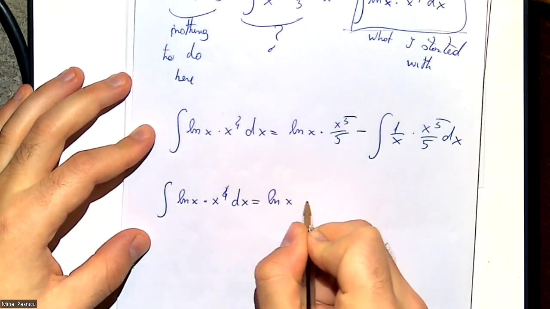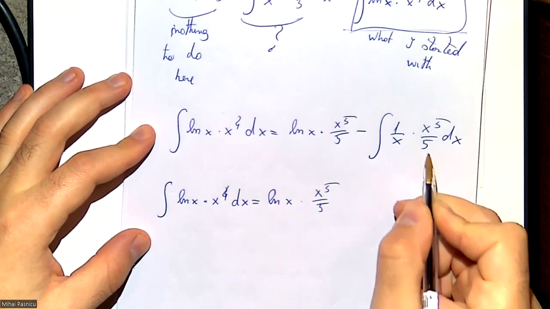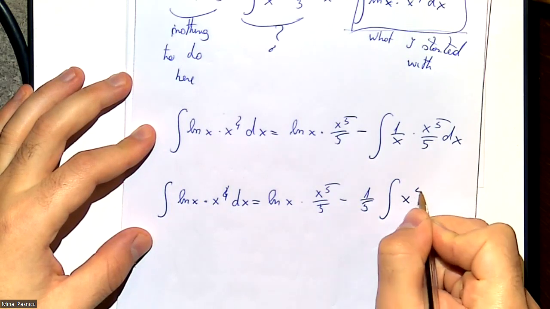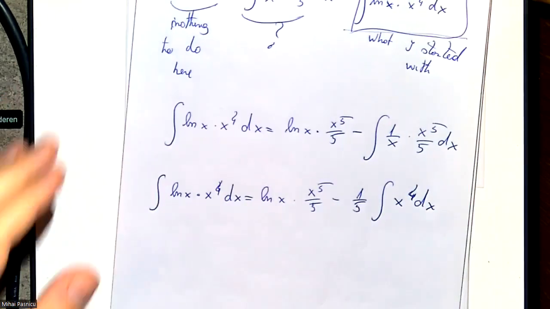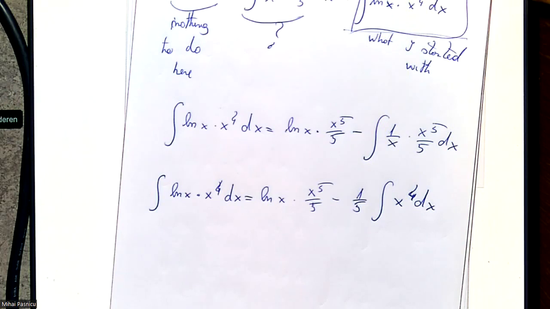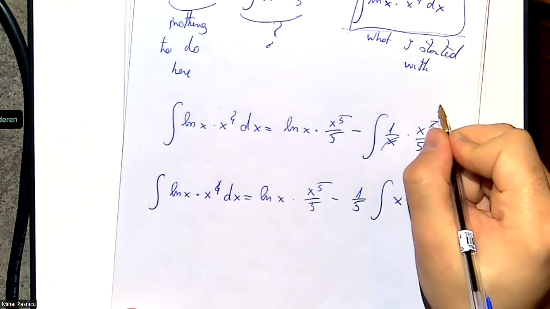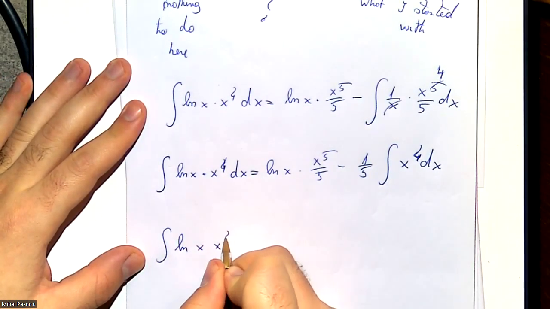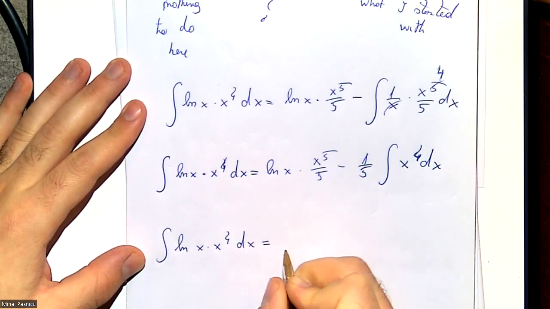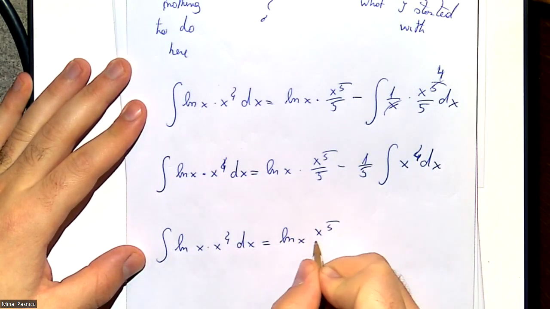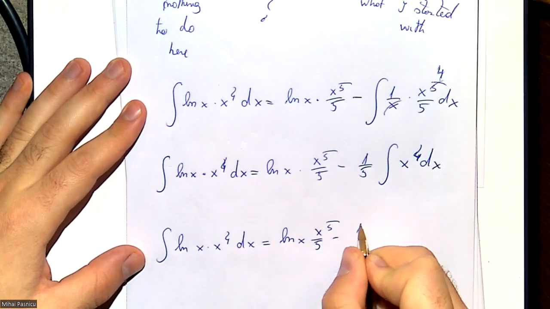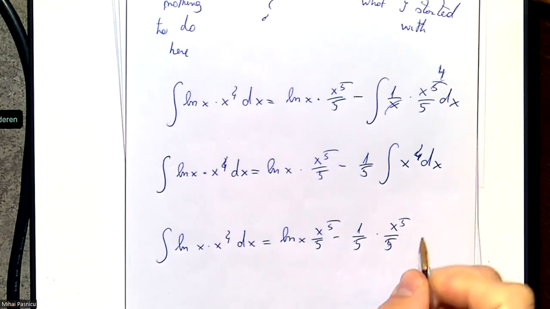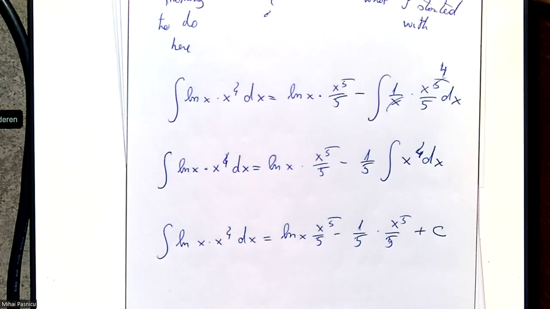So I get this, x to the fifth over 5. I'll just move the 5 out. 1 over 5, integral, x to the fourth, dx. All right, because 1x goes away, this is 4. And you guys already know this. Integral of x to the fourth d of x is equal to x to the fifth over 5. This is x to the fifth over 5. And again, you slap on a constant because it's indefinite. And this is your answer.